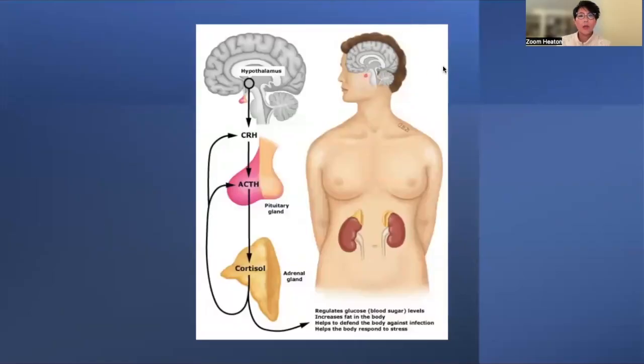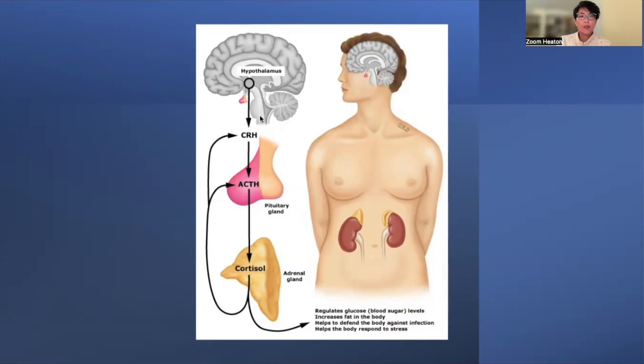Okay, so now we're going to review the stress response, or better known as the HPA axis, which is the hypothalamic, pituitary, and adrenal axis. Now, this is a stressor signal mechanism that begins in the brain. The hypothalamus sends out a hormone that's called corticotropin releasing hormone or factor. And this happens in the paraventricular nucleus of the hypothalamus.